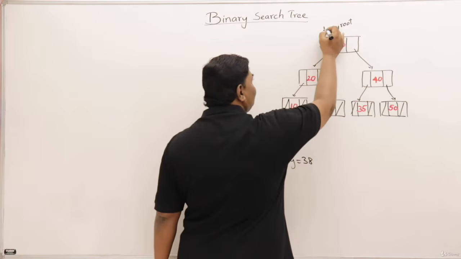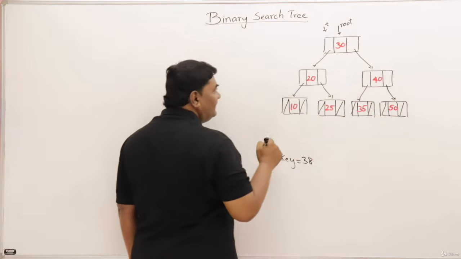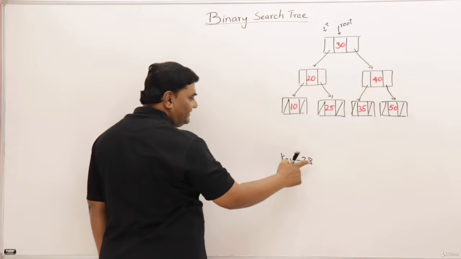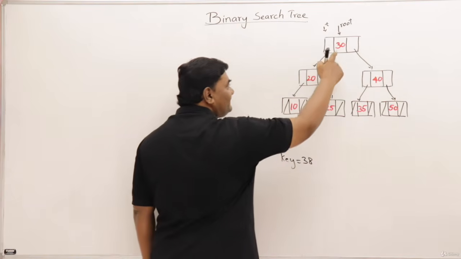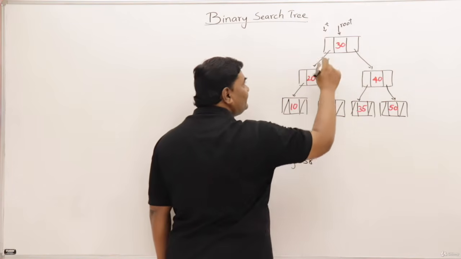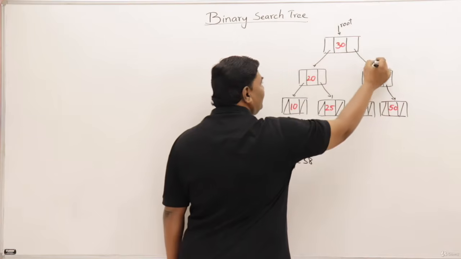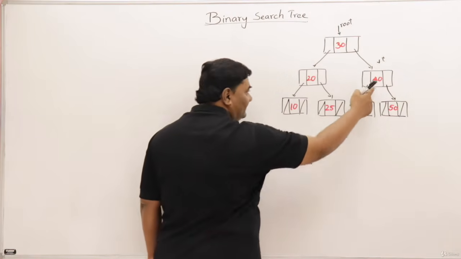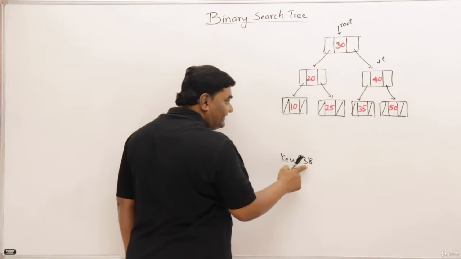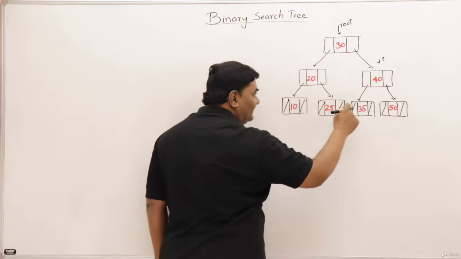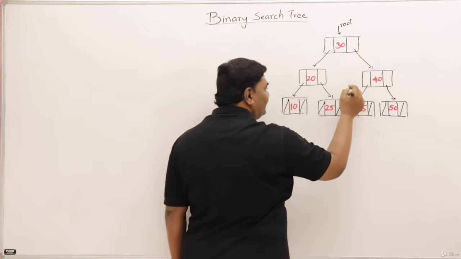Let us repeat the process and search for this 38. We will start searching from here. I am taking a pointer T and let us start searching for 38. Key 38, is it equal? No, it's greater than this one, so move T to the right-hand side. Then 40 and 38, is it equal? No, 38 is smaller than that one, so move T to the left-hand side.